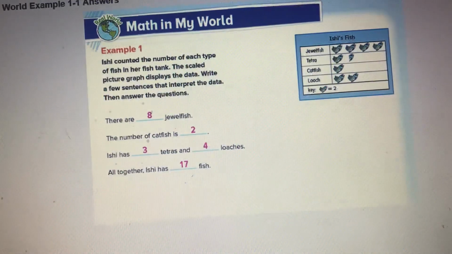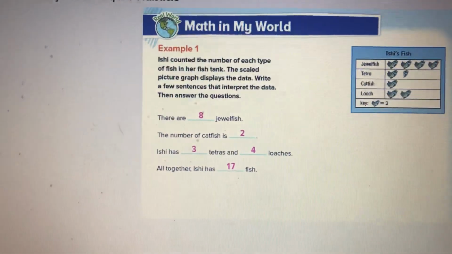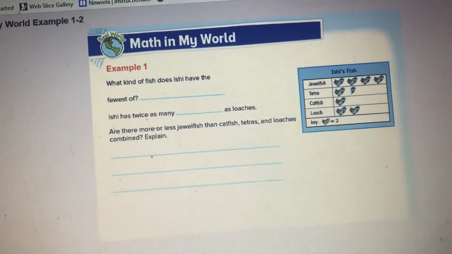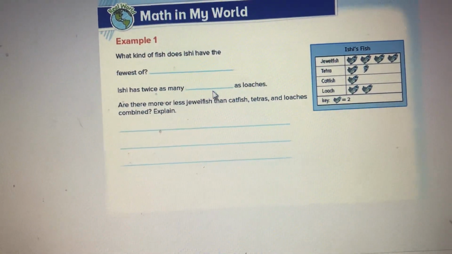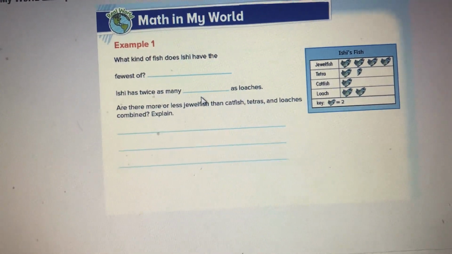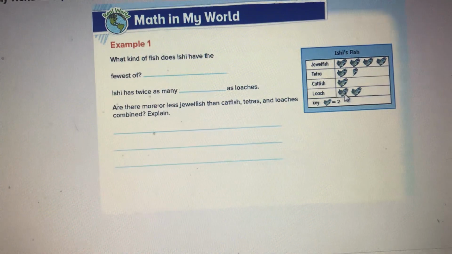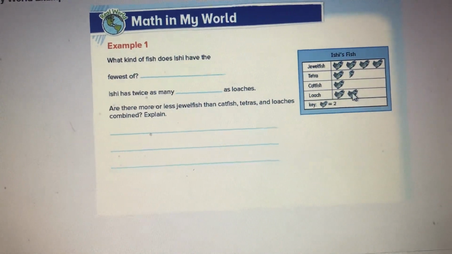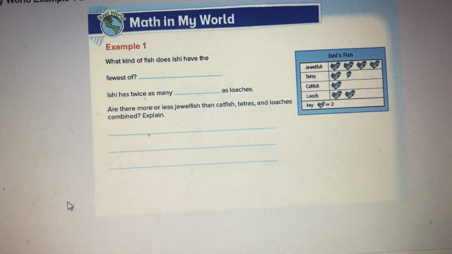Okay, so hopefully you filled in those answers pretty easily. All right, what kind of fish does Ishi have the fewest of? So remember what fewest means. See if you can write the answer. And then Ishi has twice as many of this as loaches, okay? So you come over here, look here, 2 of these, so what would be twice as many? Would be the jewelfish, right?